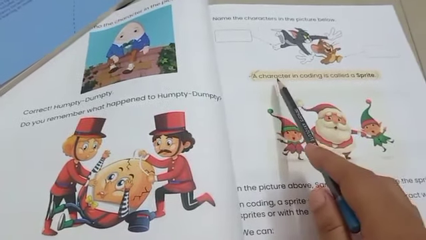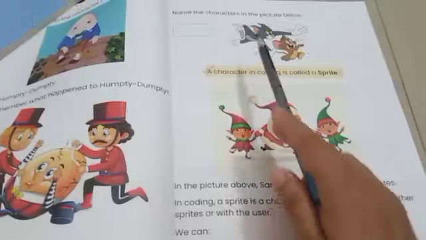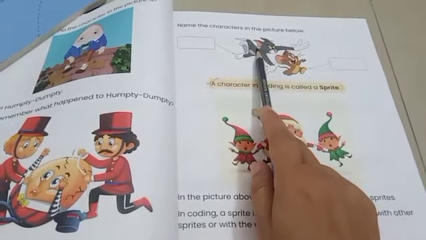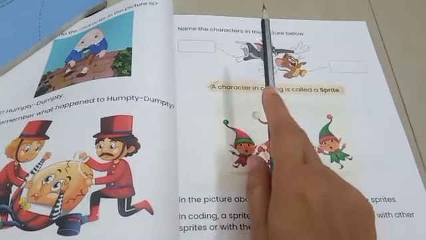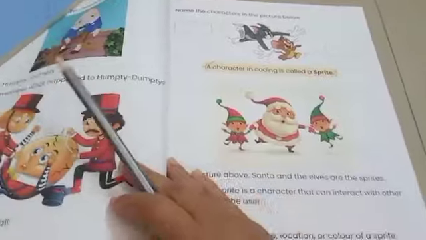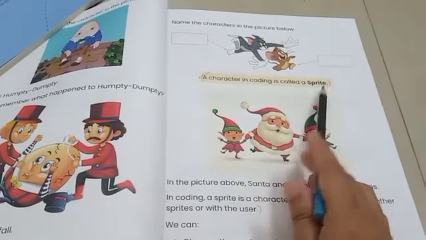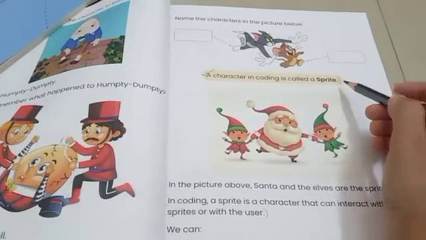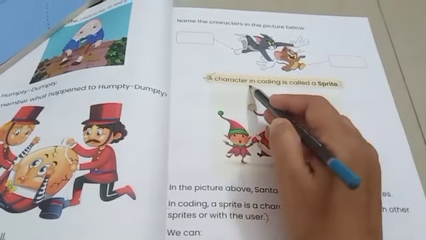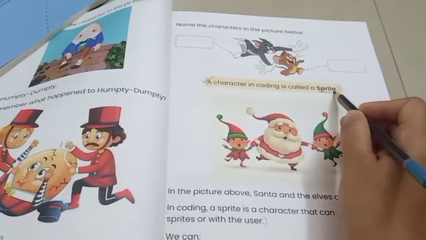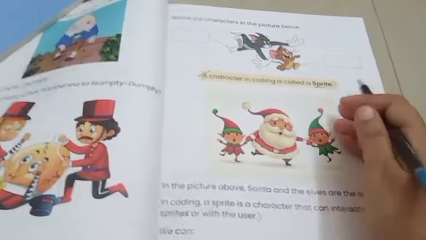In coding, there are also 2 characters. I think all of you know these 2 characters. This is Tom and this is Jerry, the famous cartoon characters. A character in coding is called a sprite. You should mark this, and you should learn the name. The character of the coding is called a sprite.